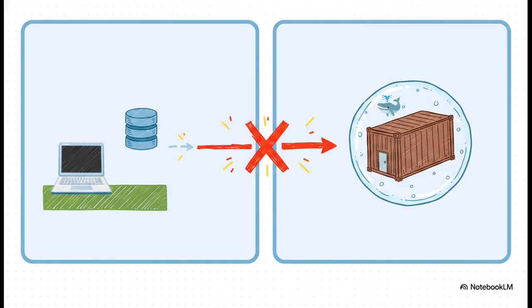Now here is a massive network illusion that gets developers every single day. Localhost in your IDE, that refers to your actual physical laptop. But localhost inside a Docker container, that strictly refers to the isolated tiny network inside that specific container. This is exactly why your Dockerized app throws a connection refused error when it tries to find a Postgres database running happily on your host machine. They're literally living in two different network universes.